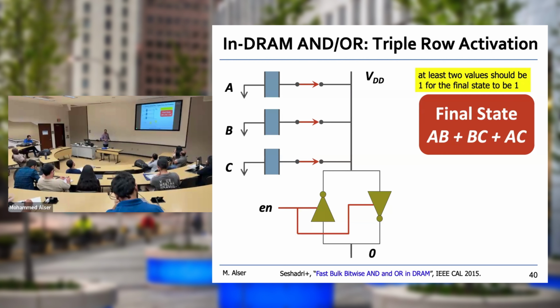And when you look into the majority function, this is the equation: A times B plus B times C plus A times C. That is a bitwise function. This is a very famous function called the majority function. In order to have a 1, at least 2 values should be 1 for the final state to be 1. If it has more than 3 operands, then we say more than half of the inputs should have a value of 1.